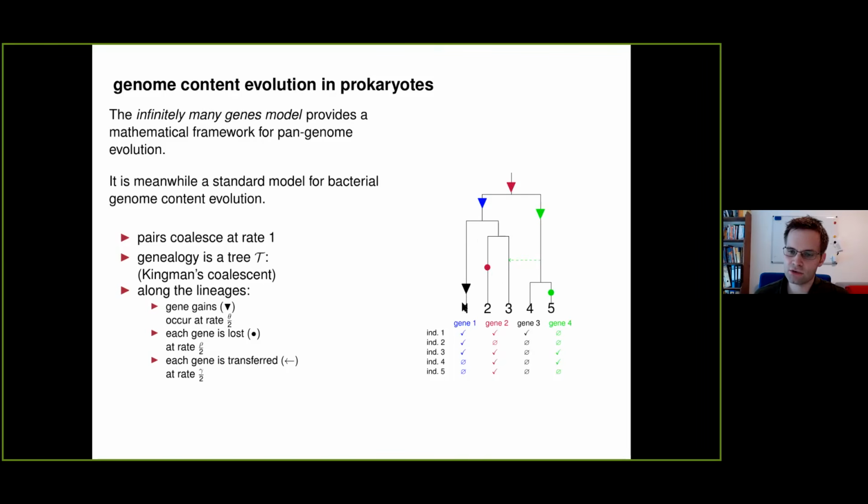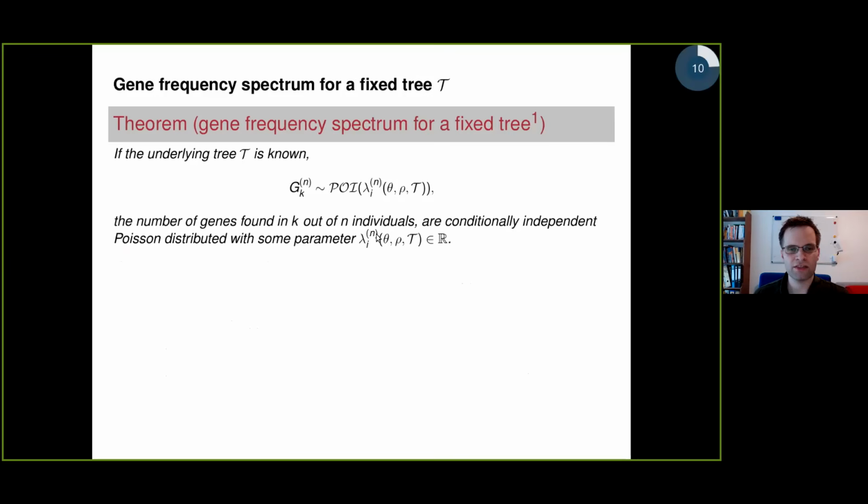And then this dynamics leads to a gene presence absence matrix, which describes all the genes present or absent in each of the individuals. And the individuals are connected by this tree. Then we were able to show things like, if we know this underlying tree, then we can compute the underlying distribution of gene frequencies in the population. So here, the number of genes which are present in K, any K out of N individuals is Poisson distributed with some parameter lambda, which depends on the gene gain rate, the gene loss rate, and the tree. And we can compute this.